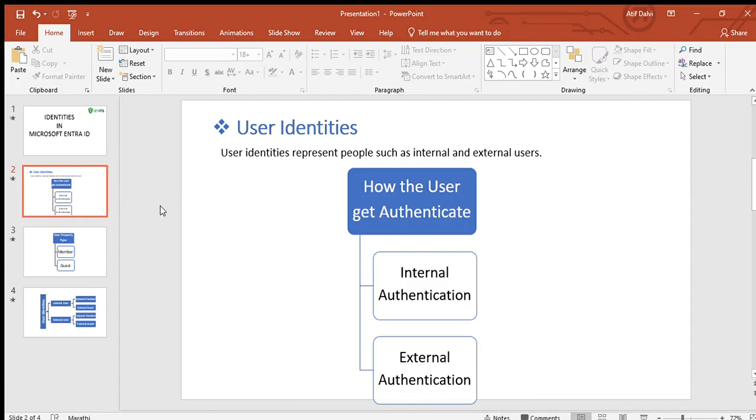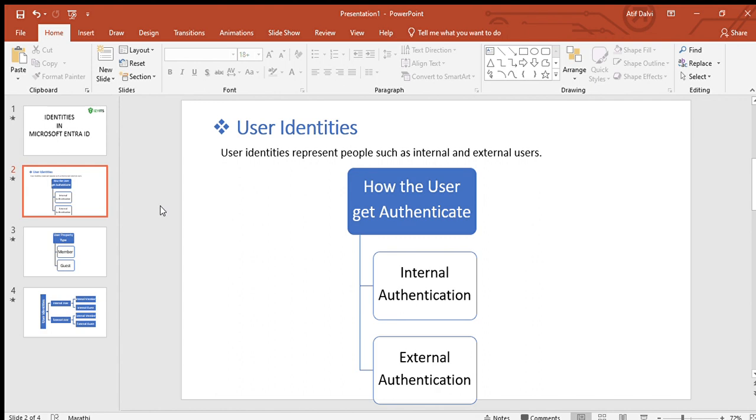First of all, the user identity is characterized by two things. First is how the user gets authenticated, and second is user property type. So first we will see how the user gets authenticated. It is generally authenticated with the internal authentication or external authentication.